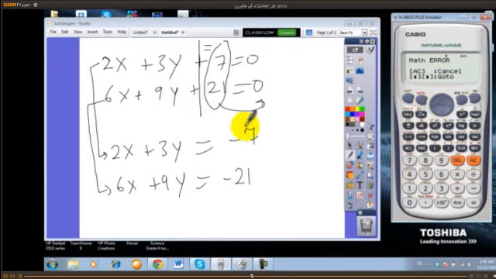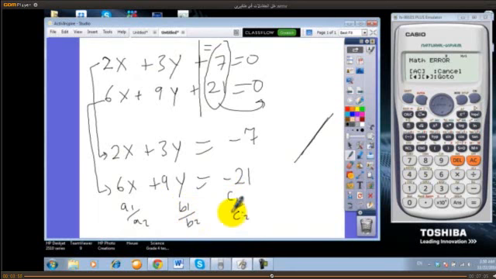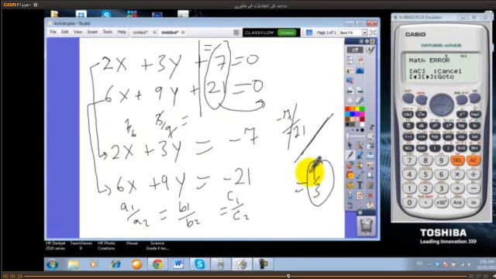This means that there's no single point of intersection as in the previous example. In this case the lines coincide on each other. If I try to divide a1 over a2, b1 over b2, and c1 over c2, I will find them all equal. So if I divide 2 over 6, I'll get 1 over 3, and 3 over 9 also 1 over 3, the coefficients of y, and negative 7 divided by negative 21, which are the constants, I will also get 1 over 3. So in this case there's a common ratio between the coefficients of x, the coefficients of y, and the constants.